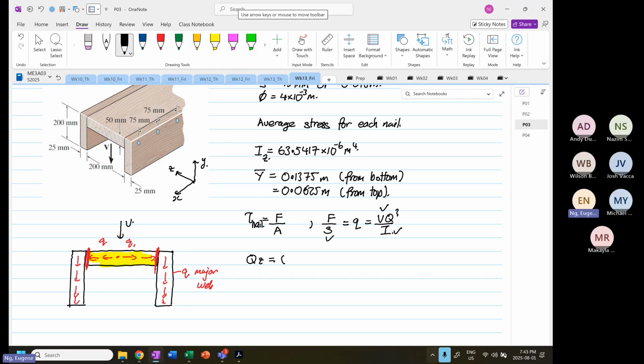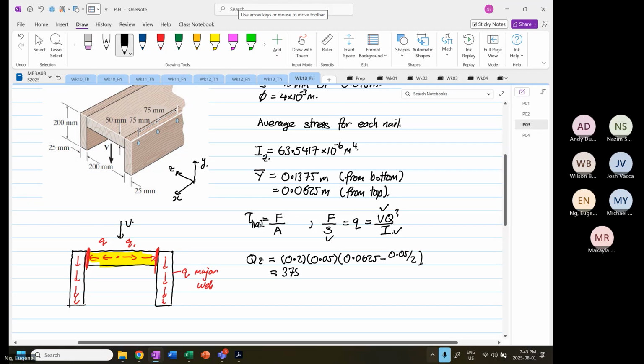So the width is 0.2. The depth is 0.05. The Y bar is 0.0625 minus 0.05 divided by 2. So this will be equal to 0.0625 minus 0.05 divided by 2, times 0.05 times 0.2. So the first moment of area is 375 times 10 to the power minus 6 meter cubed.